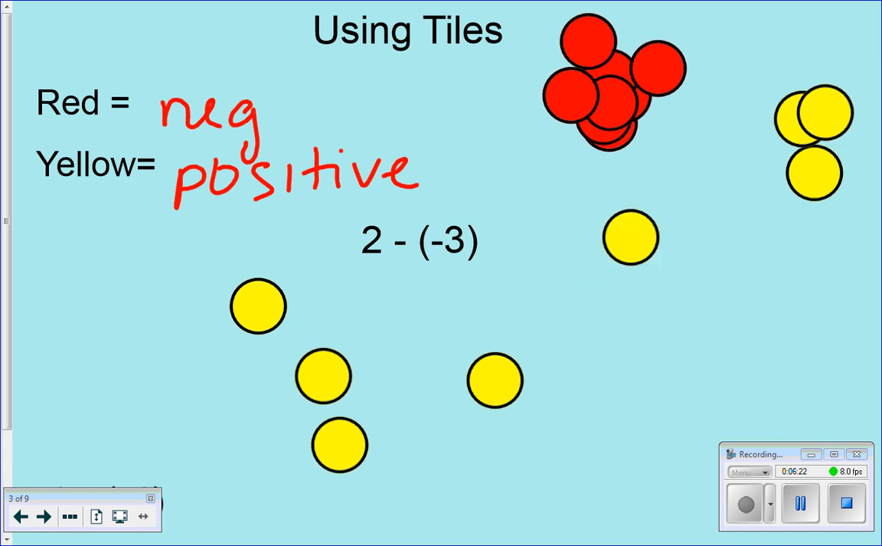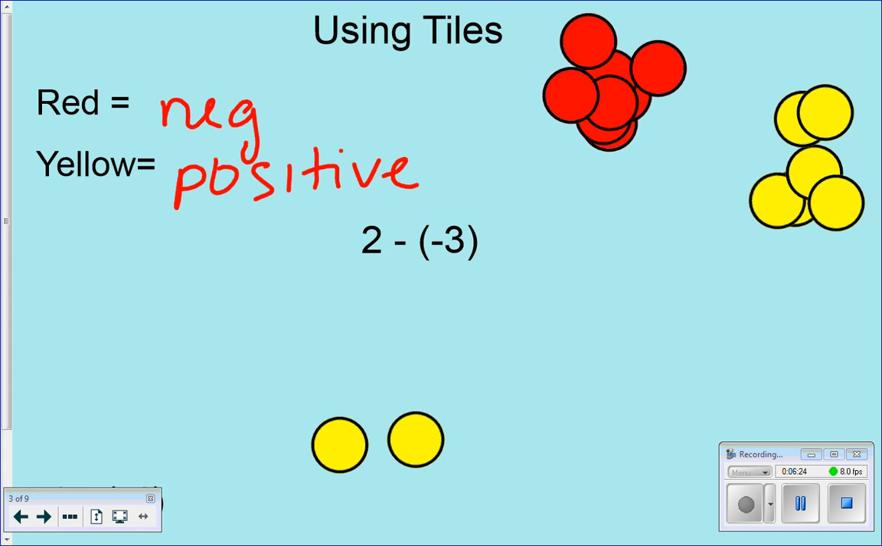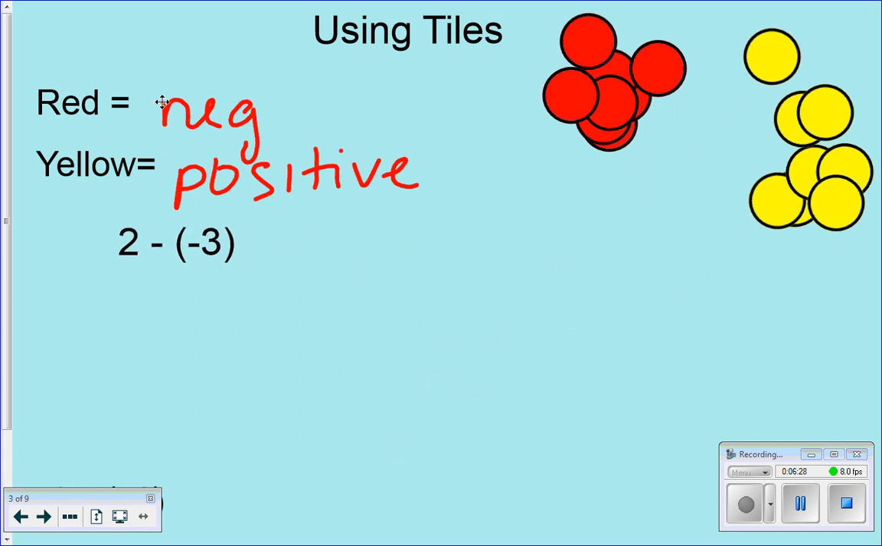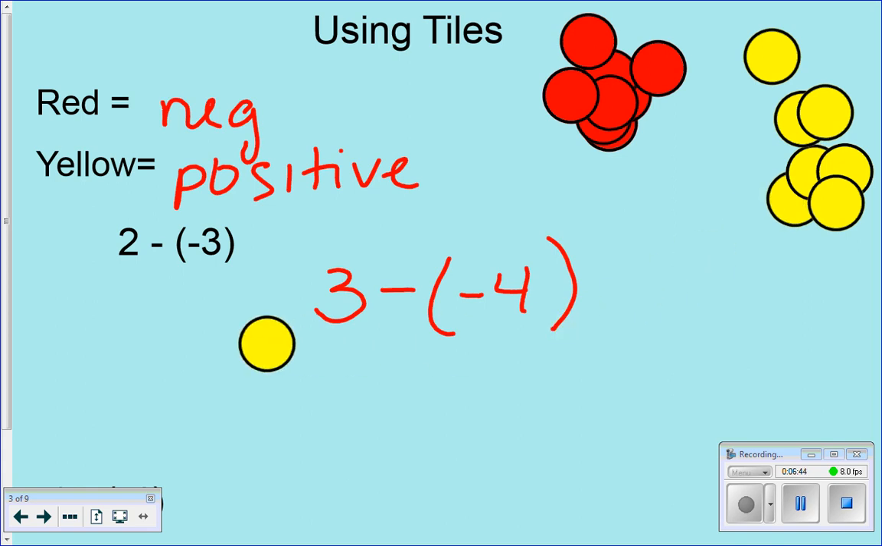I'll get these out of here. Oops, I like doing that. Okay, so let's try 3 minus negative 4. First of all, how many yellows have to go on your desk? 3. Very good. So let's put 3 yellows on your desk.